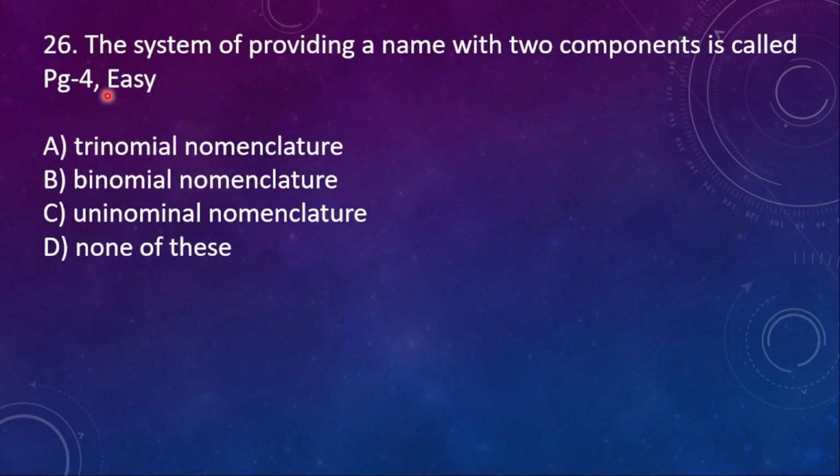Next question, 26. The system of providing a name with two components is called. Two, here only you can get bi, isn't it? Tri means 3, bi means 2, uni means 1. So the option will be B.